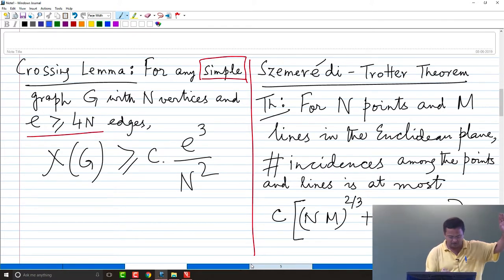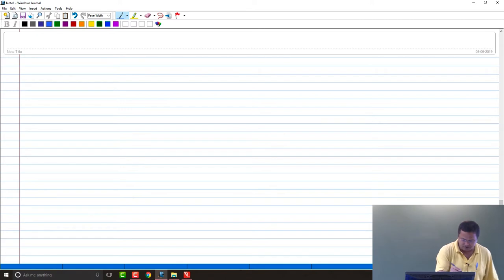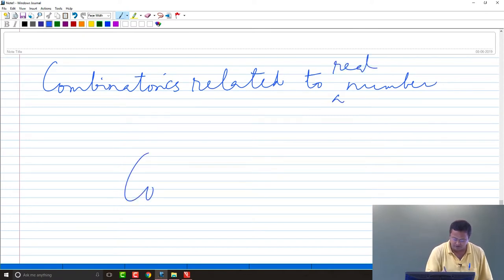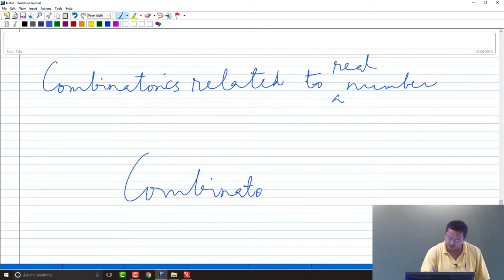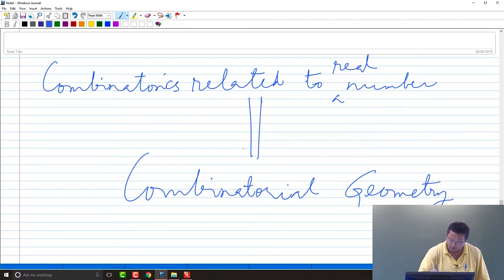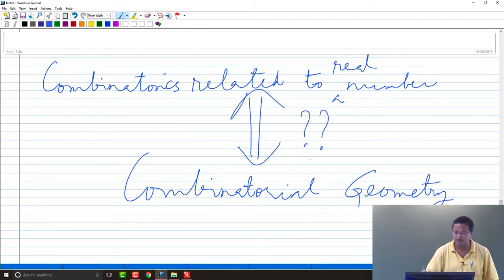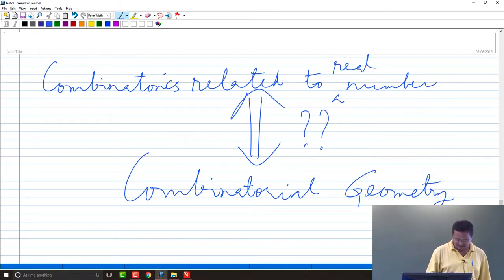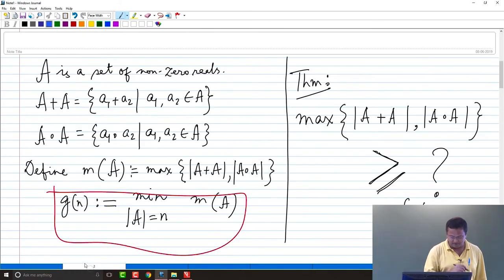Now we have something new. So, what is it now? We have something related to numbers, real numbers maybe, and we have combinatorial geometry. What is the connection? Right. That is what we are going to explore.